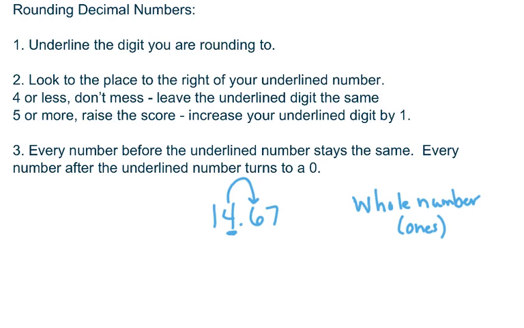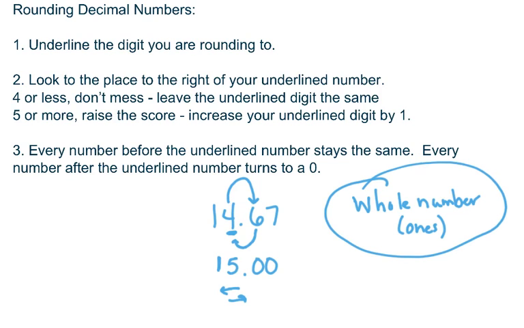So we are going to look at that decimal place in the tenths to see what we do with that ones place. That 6 is 5 or more, so we're going to raise that score, and that 4 is going to become a 5. Just as before, anything before it stays the same, and anything after it becomes zeros. So 14 and 67 hundredths, rounded to the nearest whole number, which again is the same as saying round to the nearest ones, is 15. This is Unit 2, lesson on rounding decimal numbers.